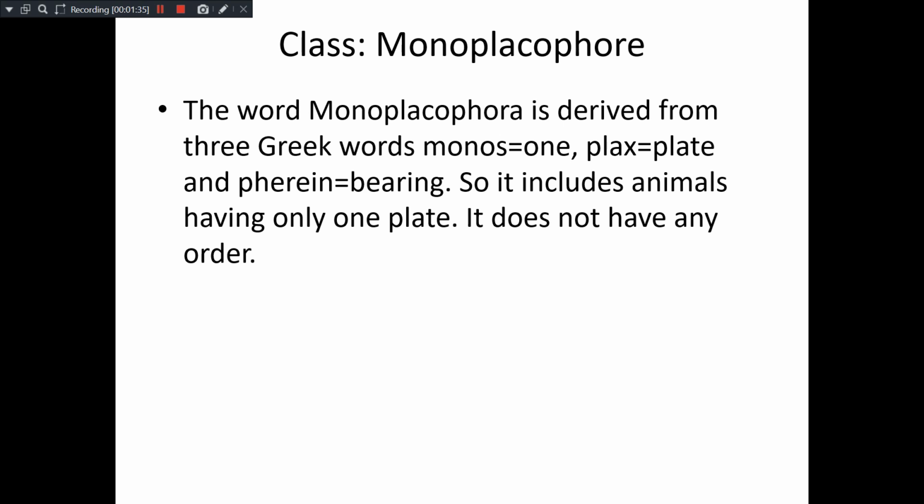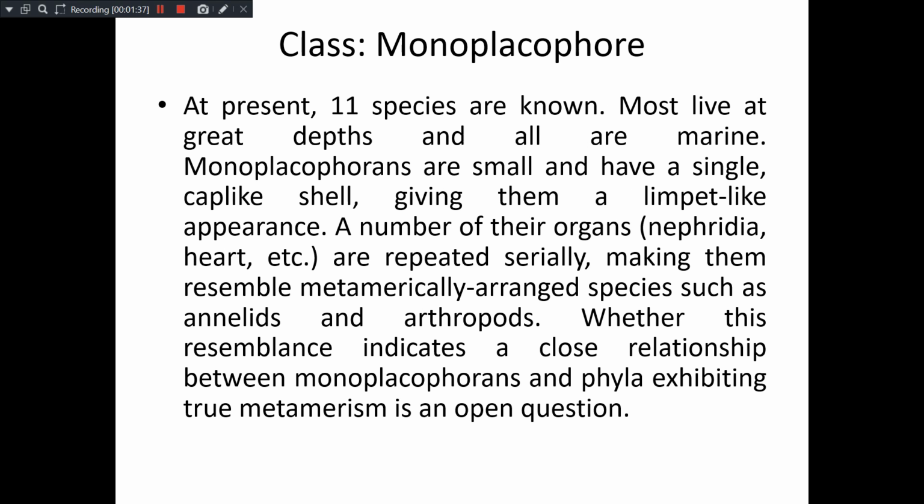It is a very small group. Actually, we know till now only 11 species, maybe because all of them live in the great depths and all are marine, found in very deep water. They have a small single cap-like shell on their back, giving them almost a limpet-like shape.